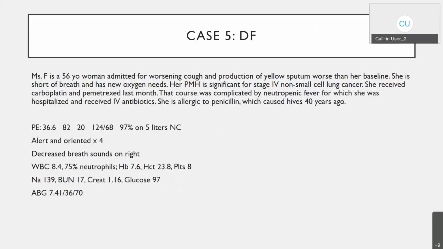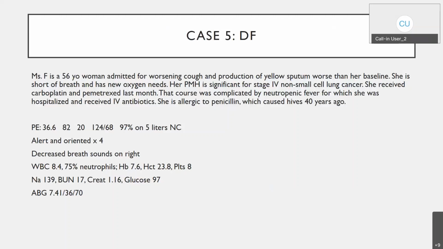All right, so case number 5. This is a 56-year-old woman admitted for worsening cough and production of yellow sputum worse than her baseline. She's short of breath and has new oxygen needs. Her past medical history is significant for stage 4 non-small cell lung cancer, and she received carboplatin and pemetrexed last month. That course was complicated by neutropenic fever, for which she was hospitalized and received IV antibiotics. And she's allergic to penicillin, which caused hives 40 years ago.